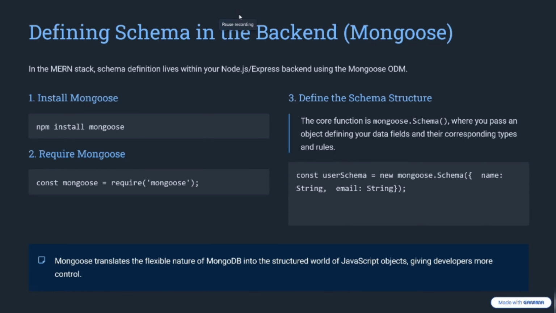Defining schema in the backend. In the MEN stack, we define schemas in the backend using Mongoose, a tool that helps manage MongoDB data in a structured way. And it connects objects to MongoDB collections. And this is about defining schema in the backend. So let's move to the next slide.